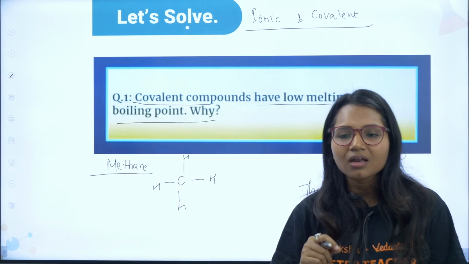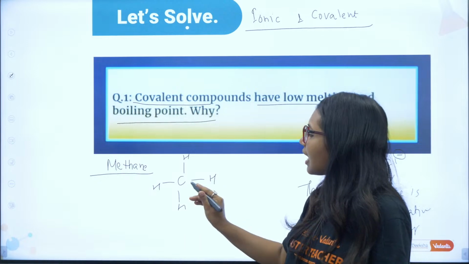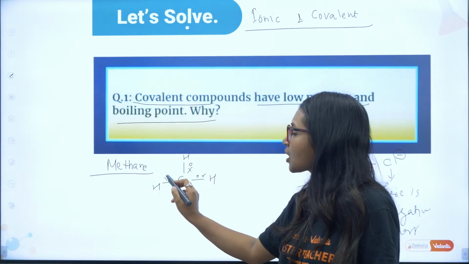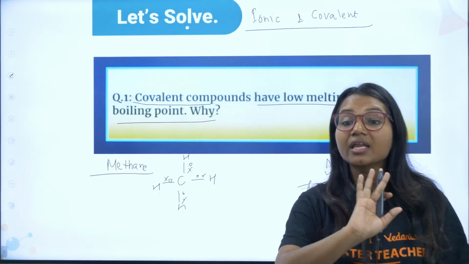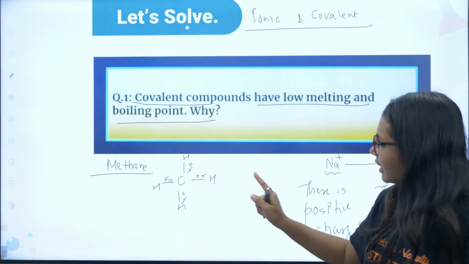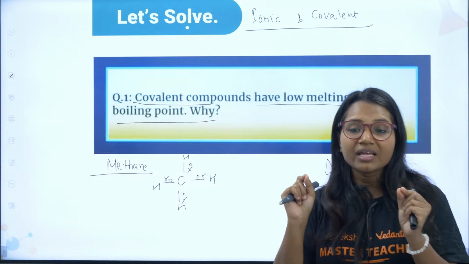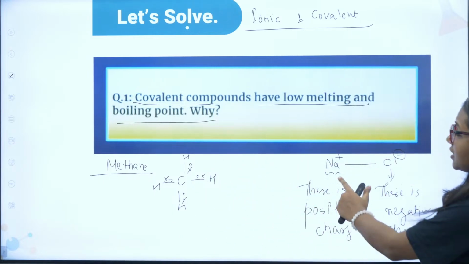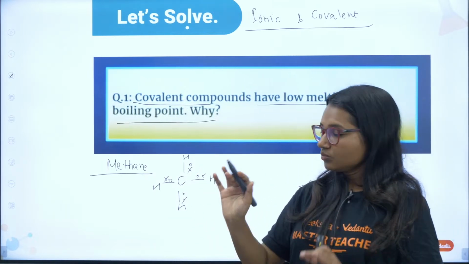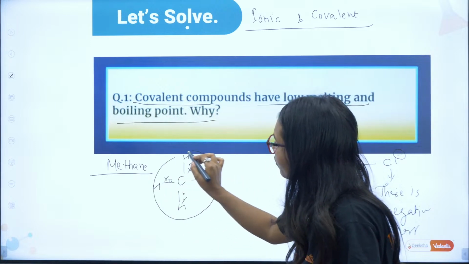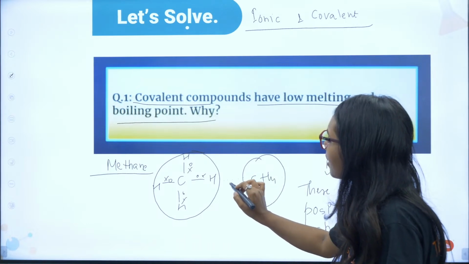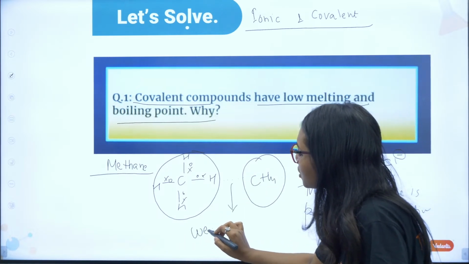When you go to higher classes, you will come to know that this bond is formed by sharing of electrons. Covalent bond is sharing of electrons. There is no separation of charges. Very good, Surbhi. So what is the difference? A covalent compound doesn't have charges like positive and negative. So one methane molecule and another methane molecule have weaker attraction.